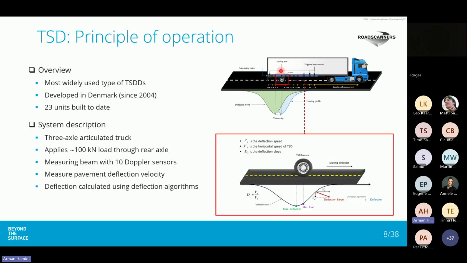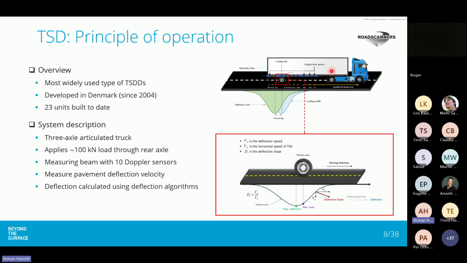So the pavement is deflected under the load, and there are Doppler laser sensors on a measuring beam, and the beam is located on the right-hand side of the vehicle between twin tires. In the newest generations of TSD, there are 10 Doppler laser sensors, 3 of them behind the rear axle and 7 of them ahead of the rear axle, plus 1 reference sensor.